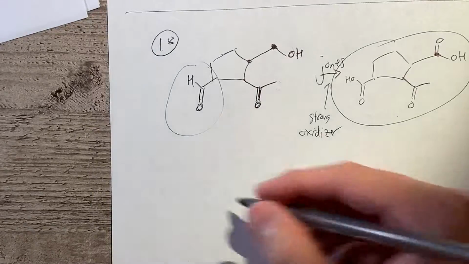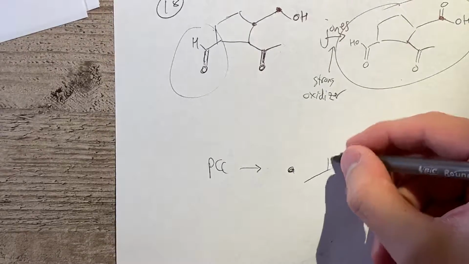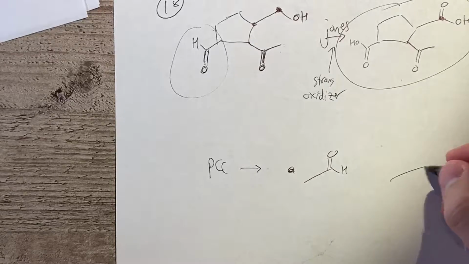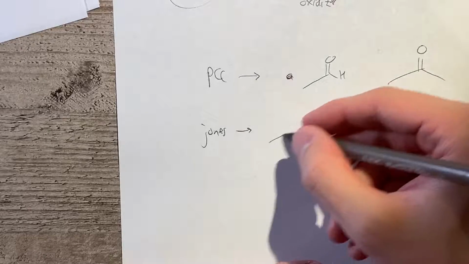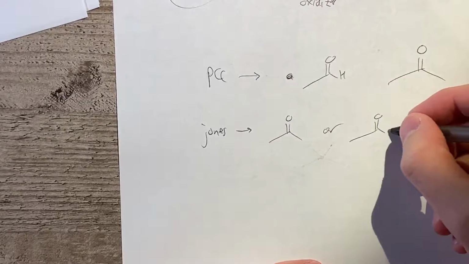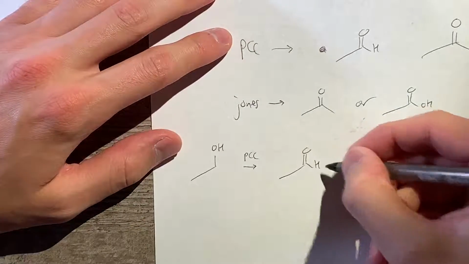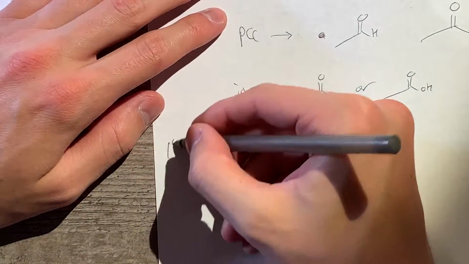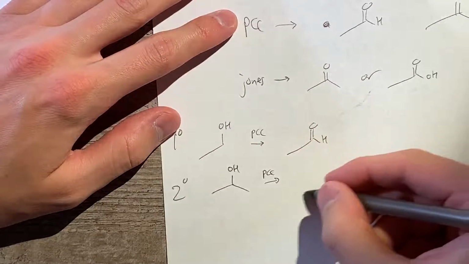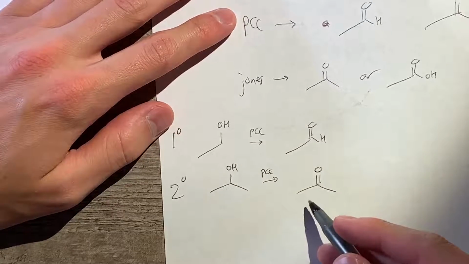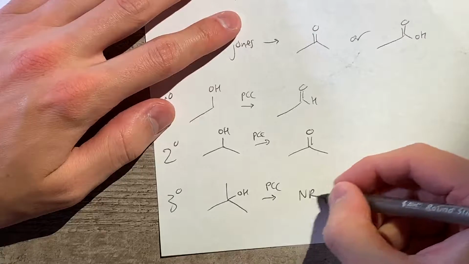So that's our answer. Basically, when you see PCC, it's going to take you to an aldehyde, or it'll take you to a ketone. Jones will either give you a ketone or a carboxylic acid. Let me just show the most simple examples real quick. So PCC, that's when it goes to the aldehyde because you have a primary alcohol. When you have a secondary alcohol, you do your PCC, that's when you would go to a ketone, all right? And then say you have your tertiary alcohol, PCC, no reaction.